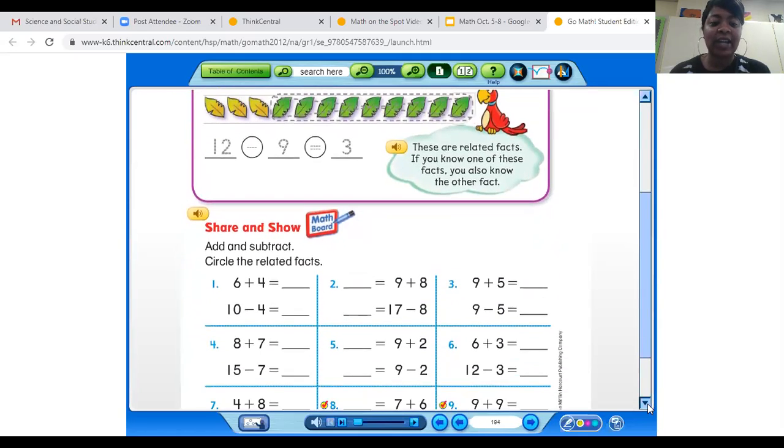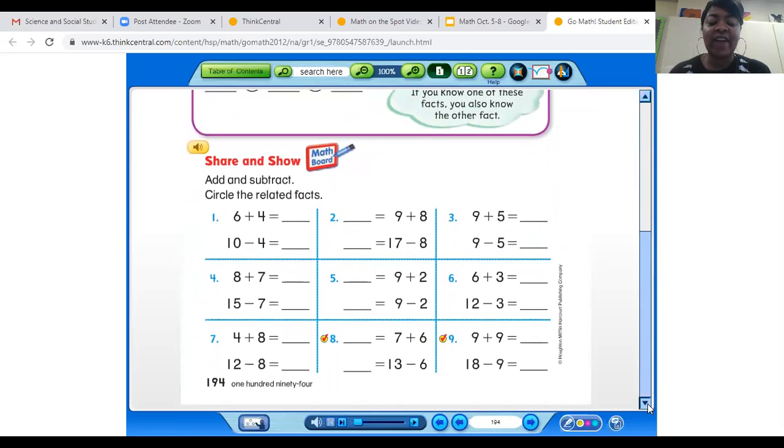So let's add and subtract. And we're going to circle the facts that are related. So we'll do a few of these together. 6 plus 4 is 10. 10 minus 4 is 6. So are those related? You should have 10, you have 4, you have 6. Very good.